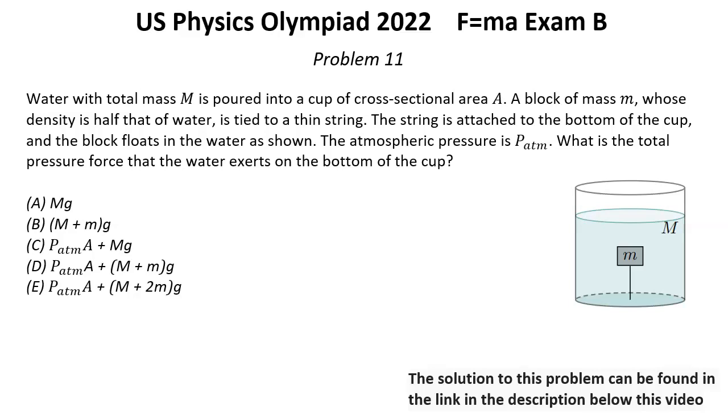Now the buoyant force on the block is 2 mg, because water is twice as dense, which means the string applies a downward tension force mg to keep the block in place. To balance all these forces, the base of the cup must exert upward force P atmosphere multiplied by A plus big M plus 2 small m multiplied by G. That's answer E, and that was solution for problem number 11.